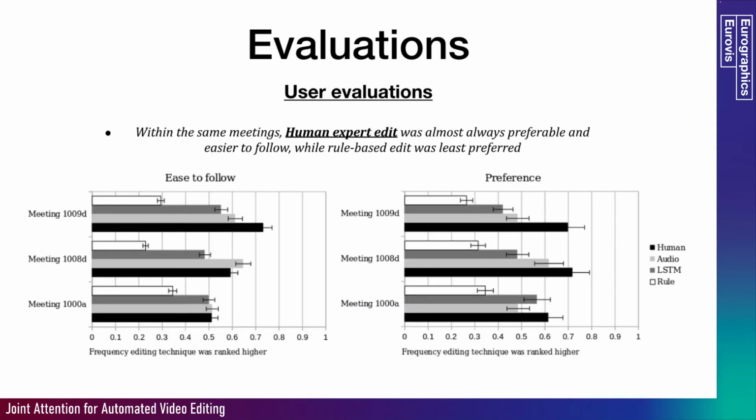Though no 2 clips in the pairwise comparison were the same meeting, we regrouped the preferences for each meeting and found that consistently throughout all meetings, the human expert edit was always the most preferable and easiest to follow, whereas the rule-based edit was least preferred. And the LSTM-based edit and the audio-based edit closely followed the human preference for the human expert edit.